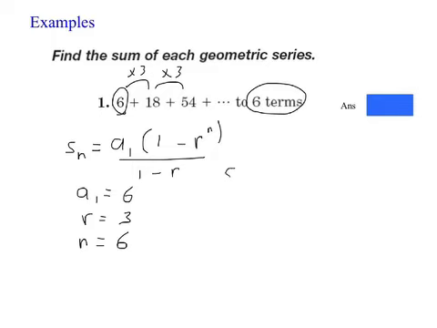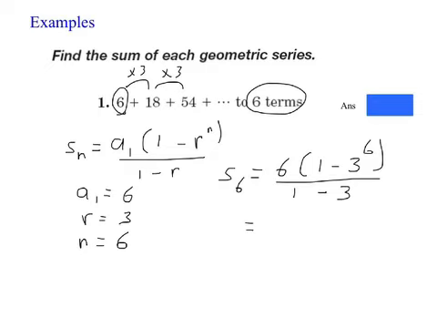To find the sum of the first 6 terms, it's going to be a sub 1, which is 6, times 1 minus your r value, which is 3, raised to the 6th power, all over 1 minus my r value, which is 3. Now 3 to the 6th, if you enter that into your calculator, is 729. So that is going to equal 6 times 1 minus 729 all over, and on the bottom 1 minus 3, which is negative 2.